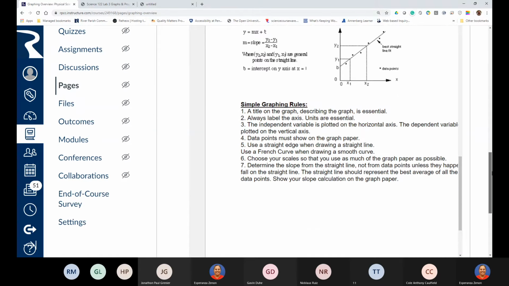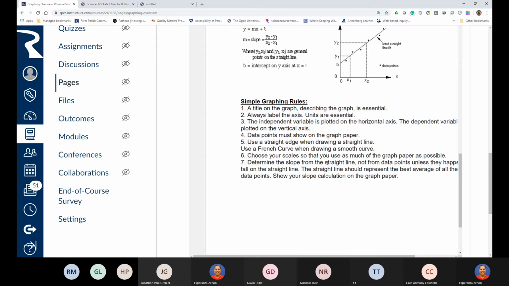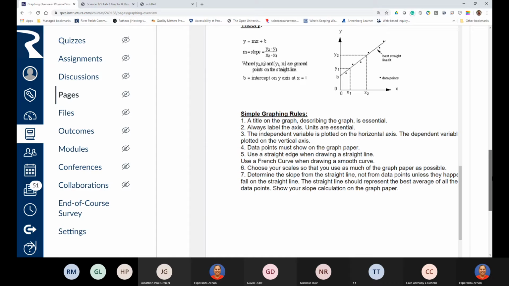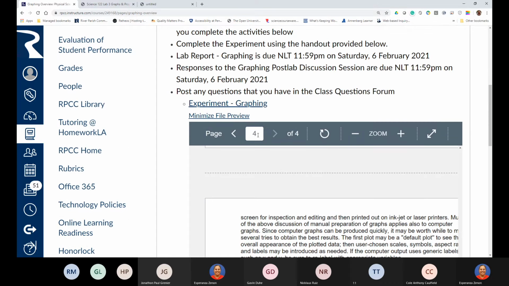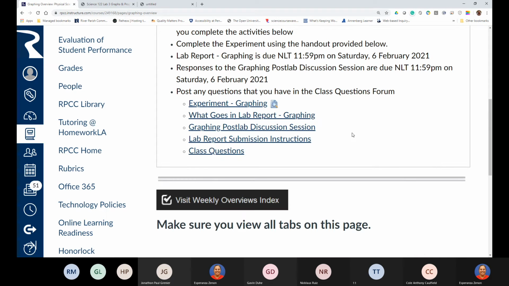All right. And then determine the slope from the straight line, not from the data points. Okay. And then show your slope calculation on the graph paper. All right. So that's summarizing the graphing rules. So that's the experiment handout. I think I got you caught up now. Am I right?